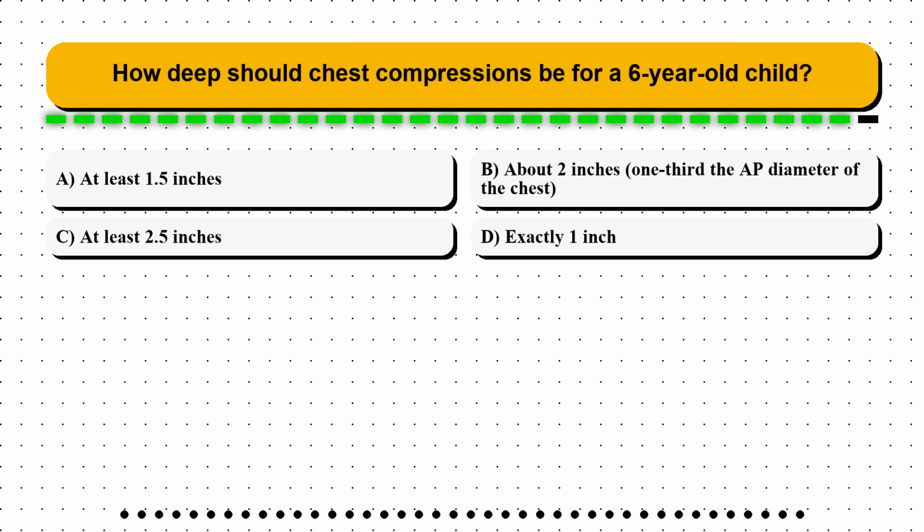Question 32. How deep should chest compressions be for a 6-year-old child? Option A, at least 1.5 inches. Option B, about 2 inches, 1/3 the AP diameter of the chest. Option C, at least 2.5 inches. Option D, exactly 1 inch.